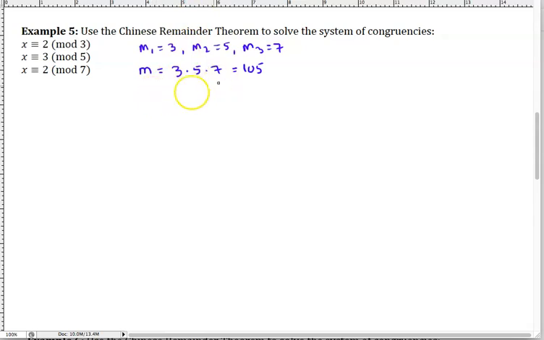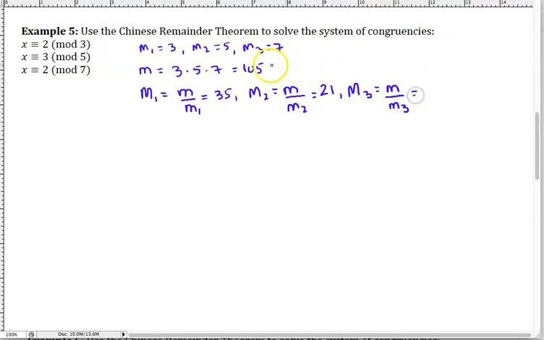Okay. And then we need big M1. Big M1 is the product of the moduli divided by the first modulus. So 105 divided by 3, which is 35. And big M2 is the product of the moduli divided by the second modulus. So 105 divided by 5, which is 21. And big M3 is the product of the moduli divided by little m3. So it's 105 divided by 7, which is 15. Okay, now we need to find some inverses.